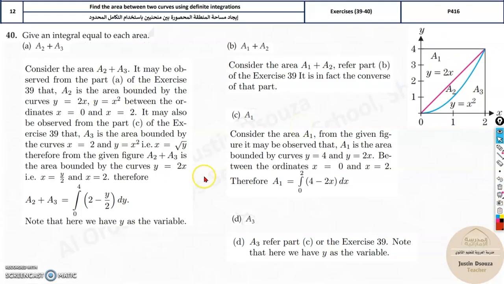So that is it for this topic. Please be careful with the formulas. Just remember the limits. Now, whenever you're dealing with the x-axis limit, that means it's upper function minus lower function. When you're dealing with y, it's the right side minus the left side. So that's the main concept.